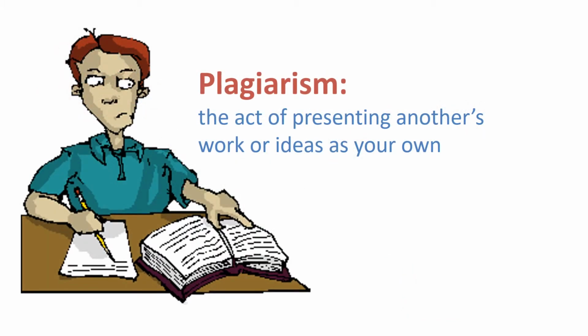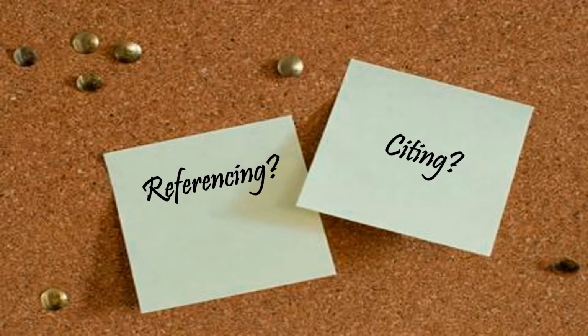If you fail to do this, you could be penalized for plagiarism. Plagiarism is representing another person's work or ideas as your own and includes using ideas without appropriate acknowledgement. There are two ways to acknowledge your sources of information.